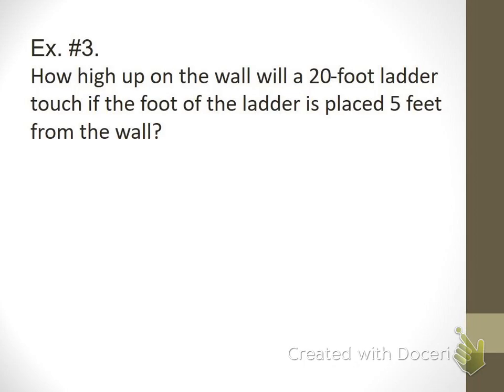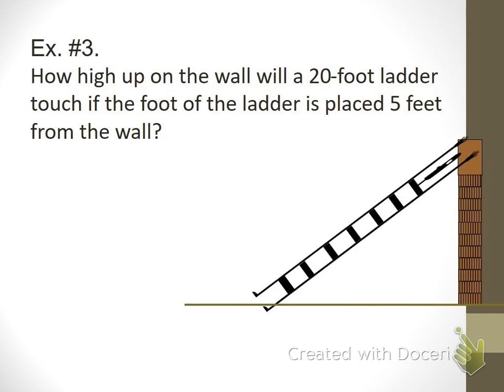All right. So I always want to draw a good picture. So there's a wall and a ladder that's reaching, a 20-foot ladder reaching up a wall, and it's 5 feet from the wall, right? And we want to know how high up the ladder reaches. Well, this is going to be a right triangle because the wall, of course, is going to be built perpendicular to the ground. That's typically how we build our walls.